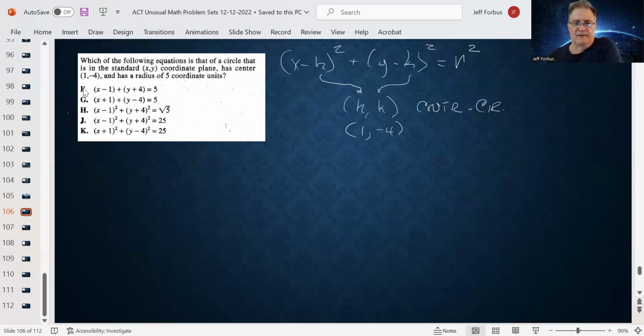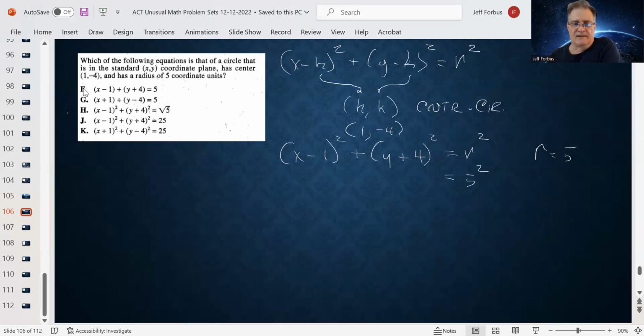Now, our h is a 1, so we're going to rewrite this. (x - 1) squared plus (y. Now, our k value is a -4. So since that's a -4 and we're subtracting it, it becomes +4. Squared is equal to the radius squared. Now they tell us in the question that the radius is equal to 5. So therefore 5 squared.